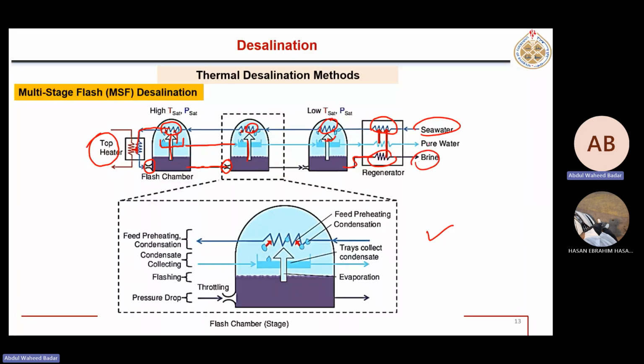If this brine temperature is still higher than seawater, so here we have another heat exchanger, which is also called regenerator. So here, this one particular stage is shown separately, where you can further see what is happening in each stage clearly. So here is a throttling mechanism where pressure is dropped, evaporation takes place from this brine, right? Here, evaporated water comes in contact with this cooling surface, so it is condensed here, and this condensate is our pure water. Okay.